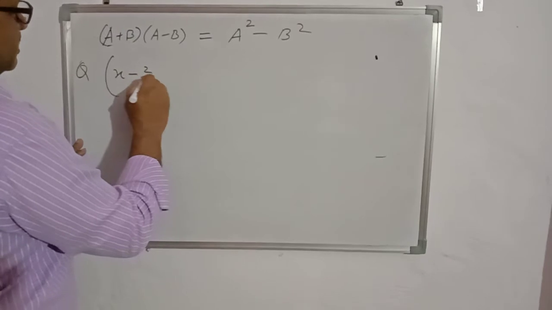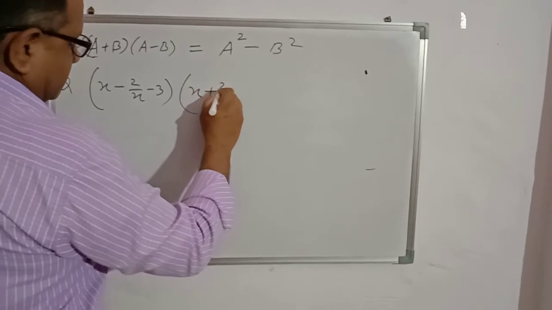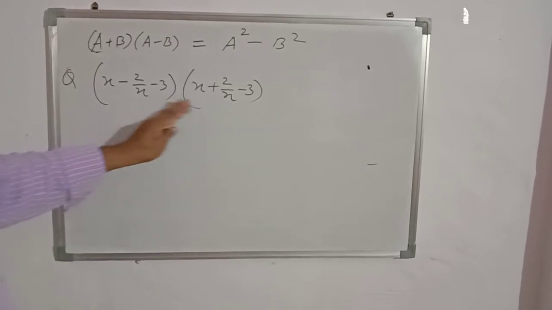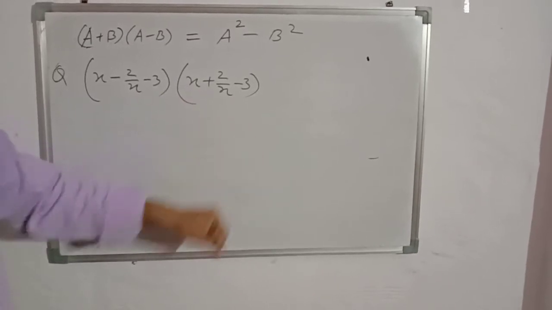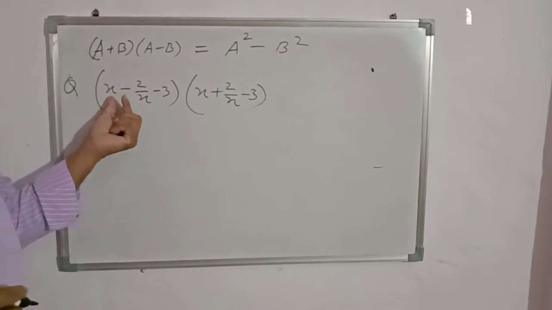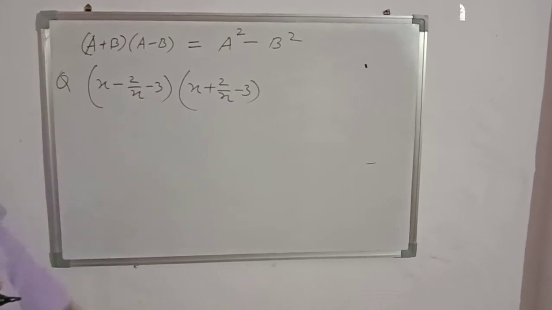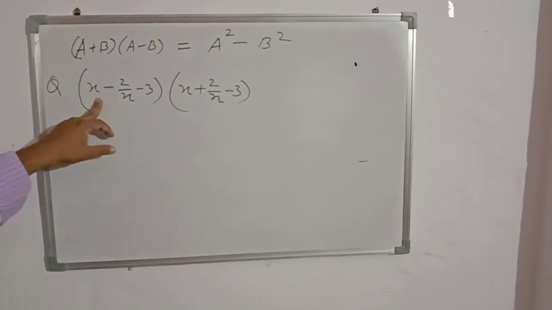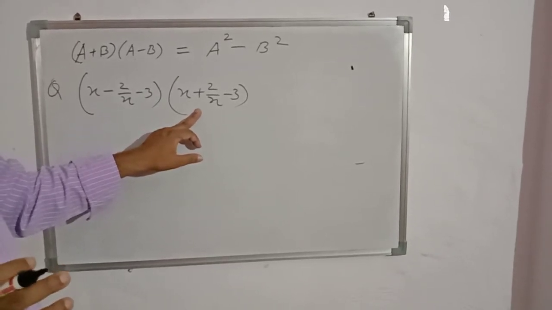x minus 3 minus 2 by x, x minus 3 plus 2 by x. We have to find the product of these two brackets, but we see that here there are three terms in each bracket. In the identity there are only two terms, a and b. So we will consider two terms together as a single term. Which terms will we take together as a single term? The terms having the same sign in both the brackets. Listen again, the terms having the same sign in both the brackets, those terms together we will suppose as a.